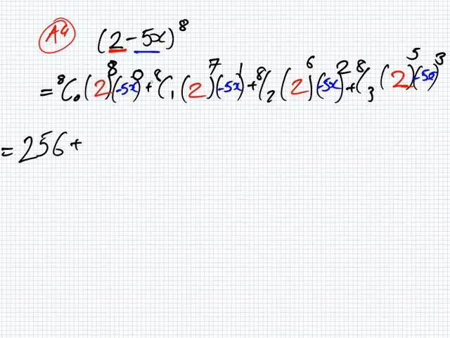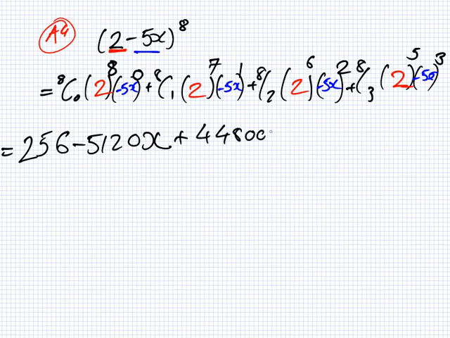8 times 2 power 7 times minus 5. So that would be minus 5120x. And then next would be 8c2, which is 28, times 2 power 6 times minus 5 squared. So that is 44800x squared. And then finally 8c3, which is 56, times 2 power 5 times minus 125. So I get minus 224000x cubed. A little awkward, but it's straightforward.